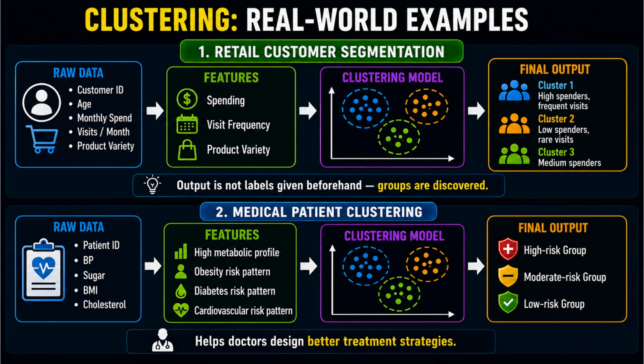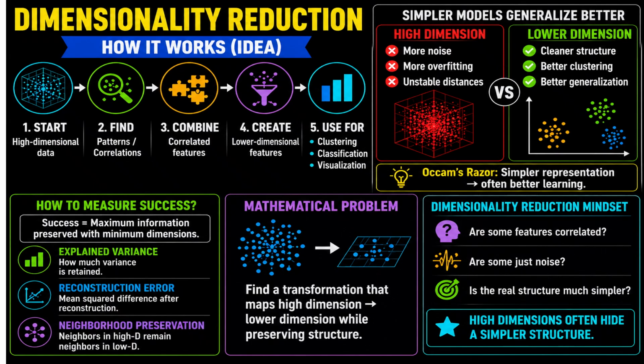So output is not given beforehand. The groups are discovered. Let's take an example of medical patient clustering. The raw data could be patient ID, BP, sugar, BMI, cholesterol. The features derived could be high metabolic profile, obesity risk pattern, diabetes risk pattern, cardiovascular risk pattern. Based on these features, they are clustered. The final output could be high risk group, moderate risk group, and low risk group. Groups are given, we have to interpret it. And this helps doctors decide better treatment strategies.